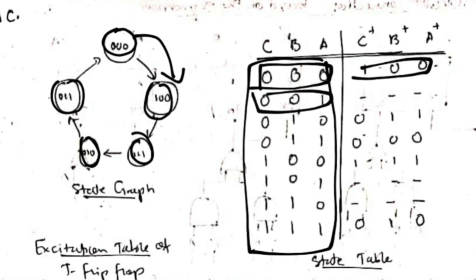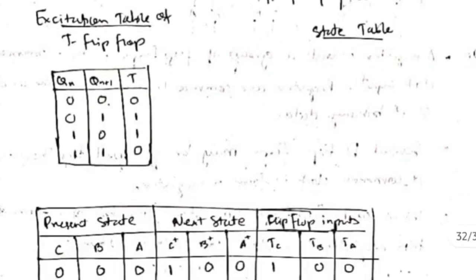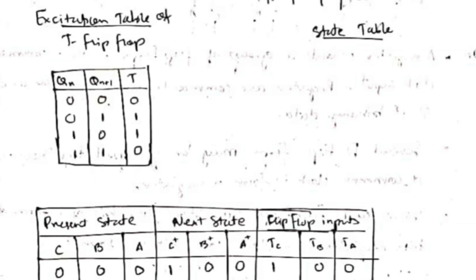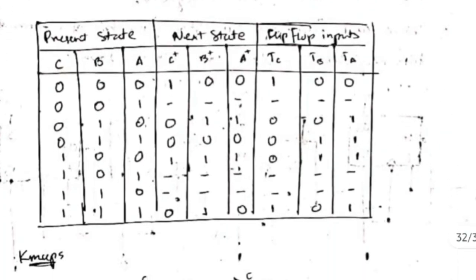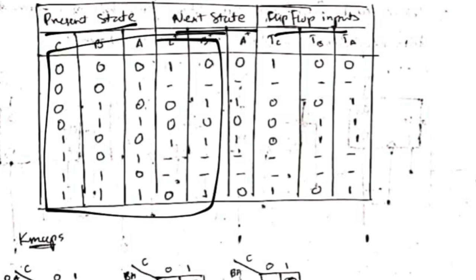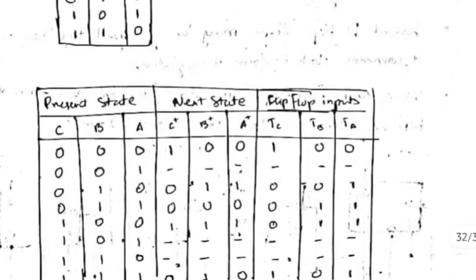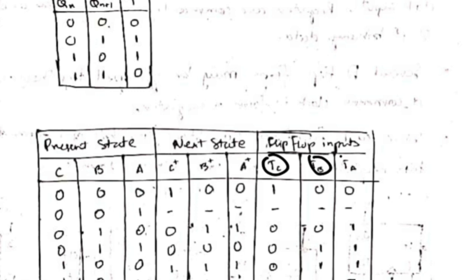So there is no 1 here, so after 1 there will be no state. Then after 2, see after 2 it is 3 here, so you will write 011. Similarly you will fill for all these values. Then after that note down the excitation table for T flip-flop, since we have to create the counter using T flip-flop. So we will note down the excitation table, and then we have to write the present state, next state and flip-flop inputs. For the present state and next state, you will copy these values from the previous table which you have created here. This will be the same thing, and then you have to fill the values of TC, TB and TA.